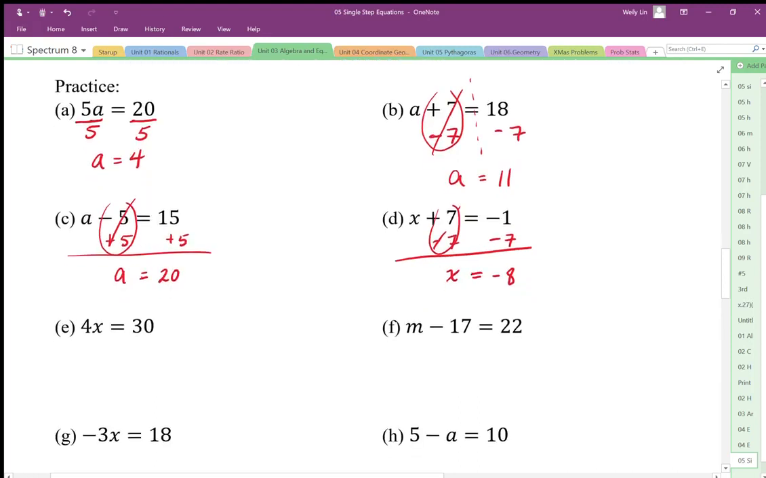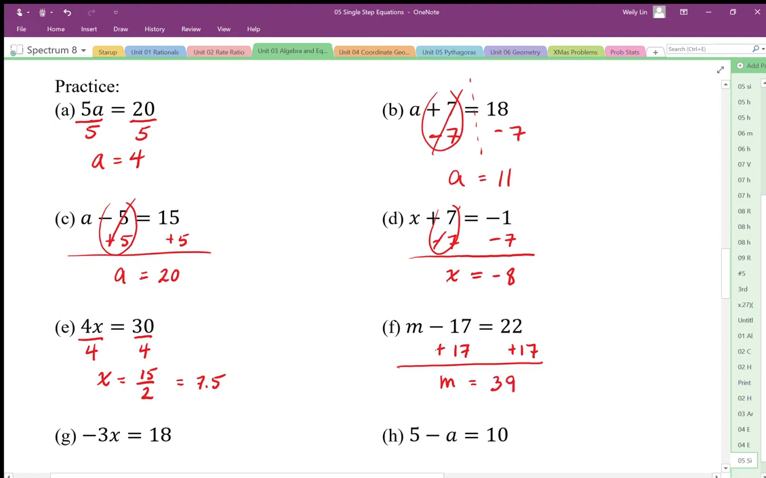That all works. Okay, so again, we can always check by substituting back in. Here we have a times 4, so we're going to divide by 4. X is equal to 30 divided by 4, which simplifies to 15 over 2. We could also say that's equal to 7.5. Minus 17, the inverse or opposite is plus 17. Zero pair, we're left with just m equals 39.